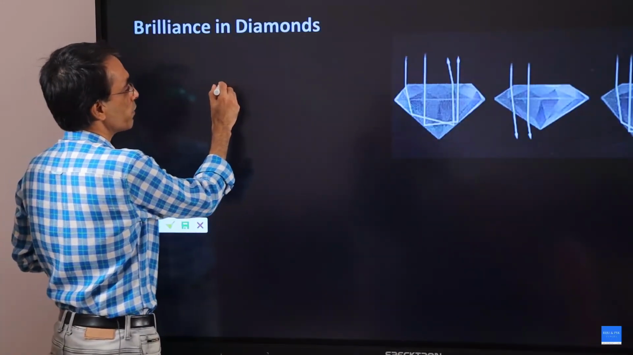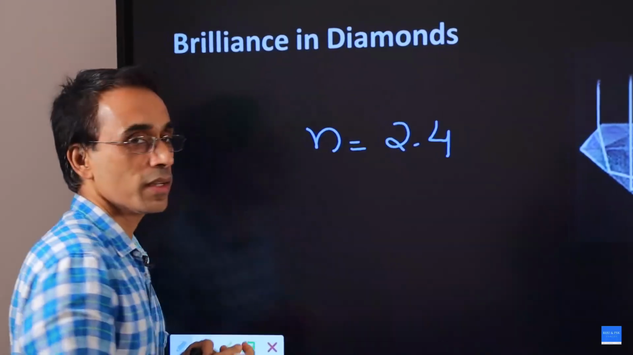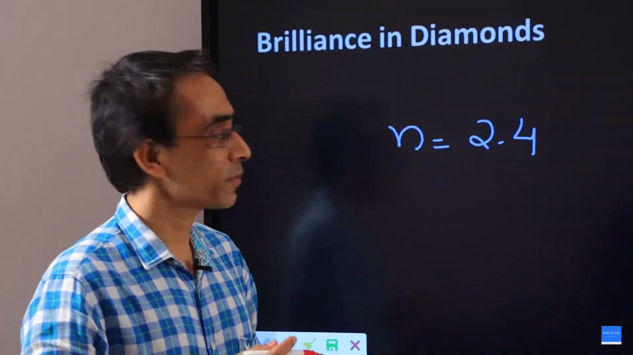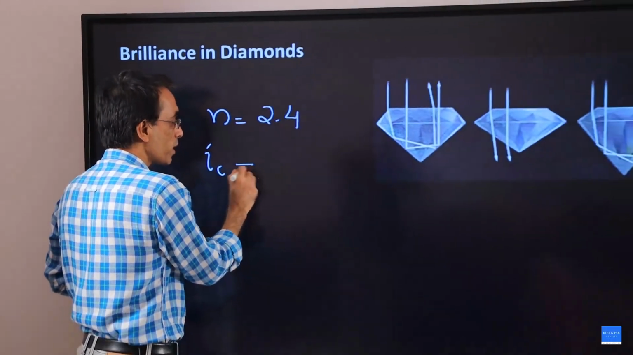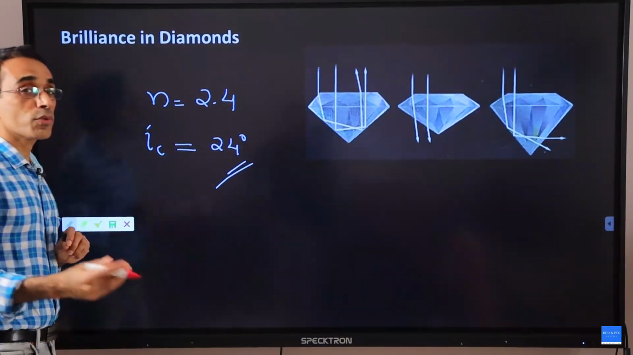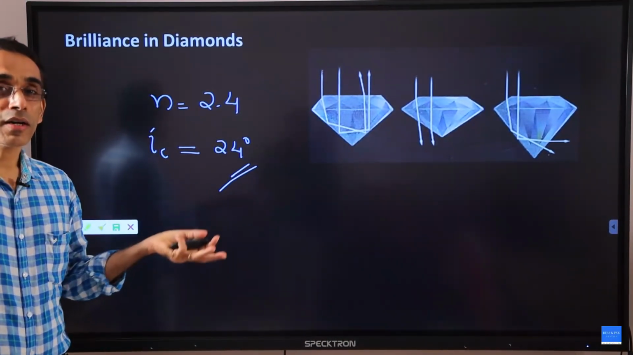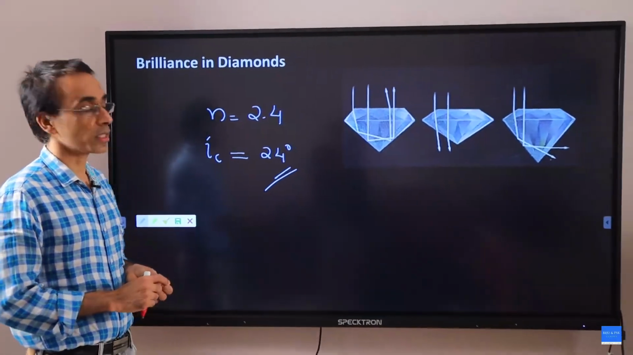other media. The refractive index of diamond comes in the range of 2.4. Glass, it is only 1.5. Therefore, the critical angle for a diamond comes around 24 degrees, approximately 24 degrees. For water it is around 48 degrees, glass it's around 42 degrees.